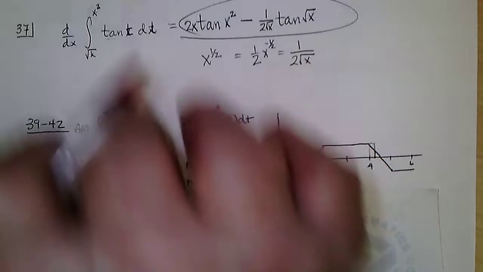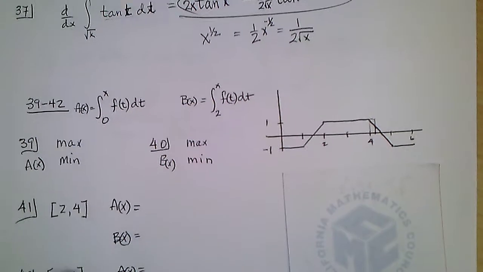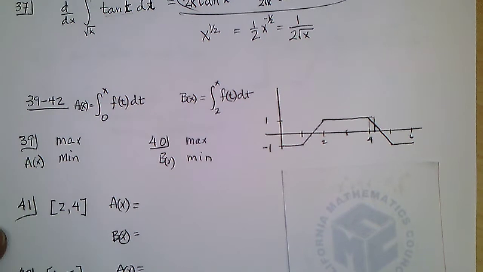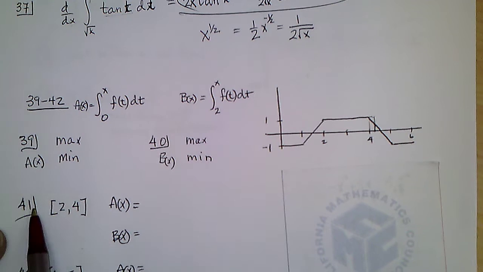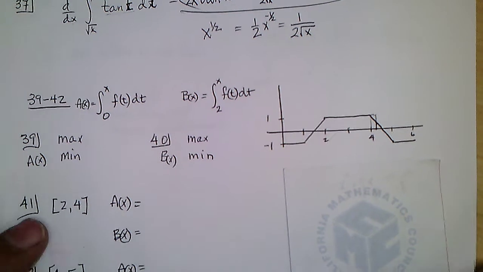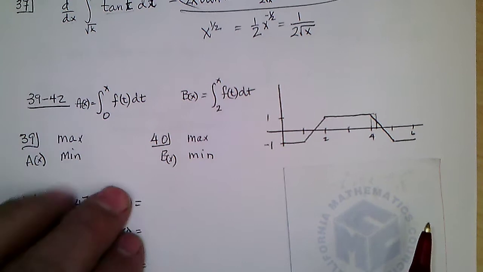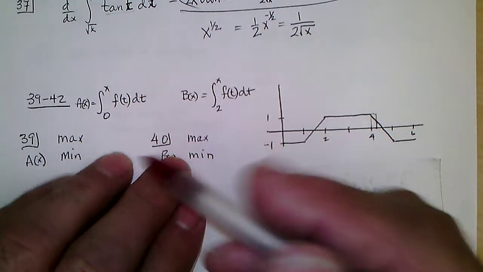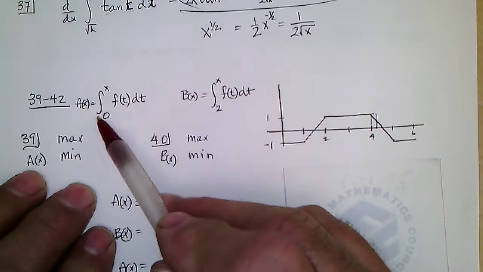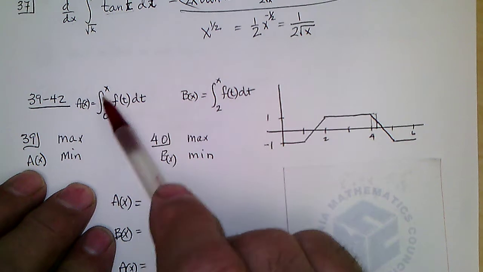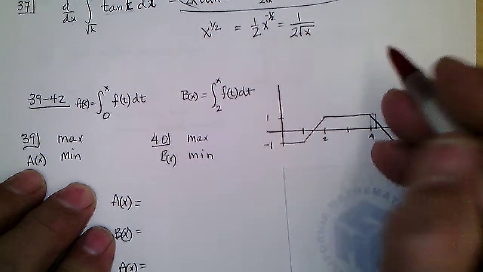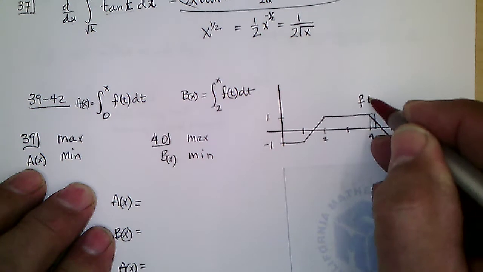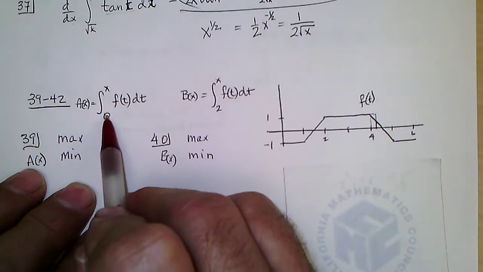Okay, lots of questions on 39 through 42, and we did 39 and 40 in class, but I'll do it again. I'm going to do 41 and 42 for those of you who want to know how to do that. Okay, 39, a of x. That's the area under this curve. This is f of x here, f of t, or f of x, from 0 to x.